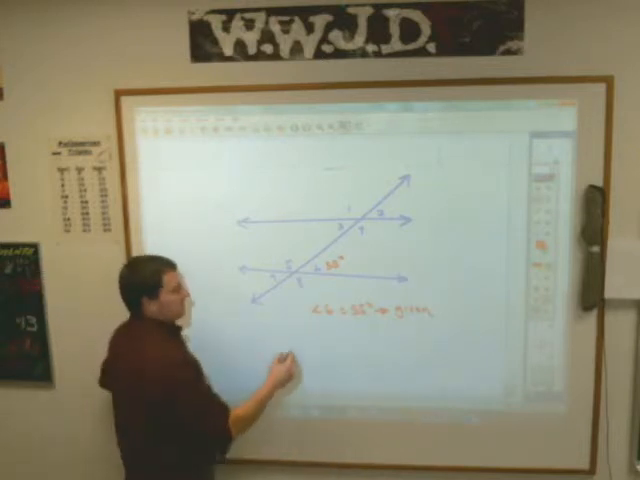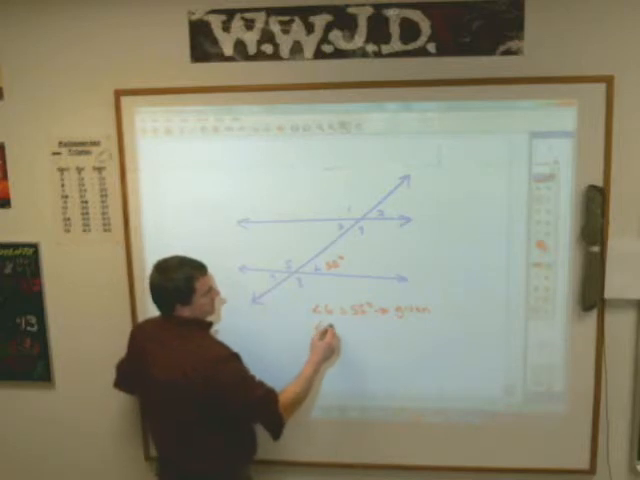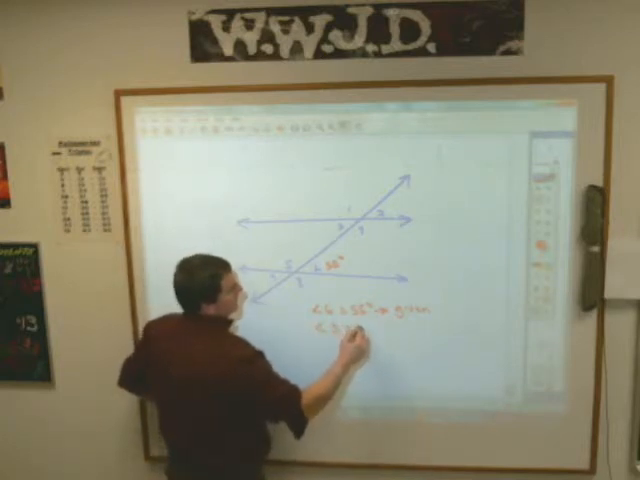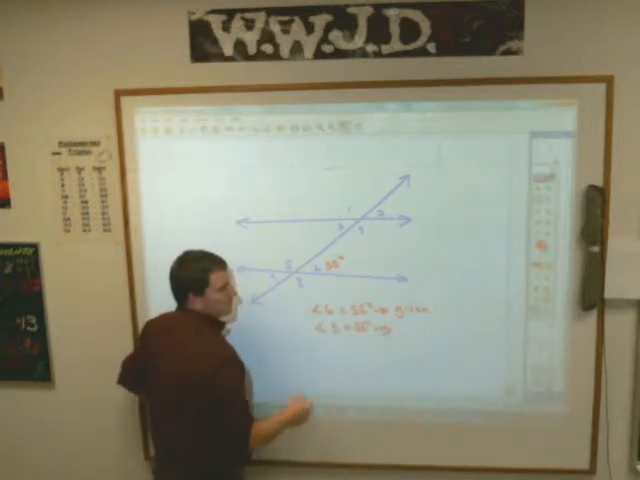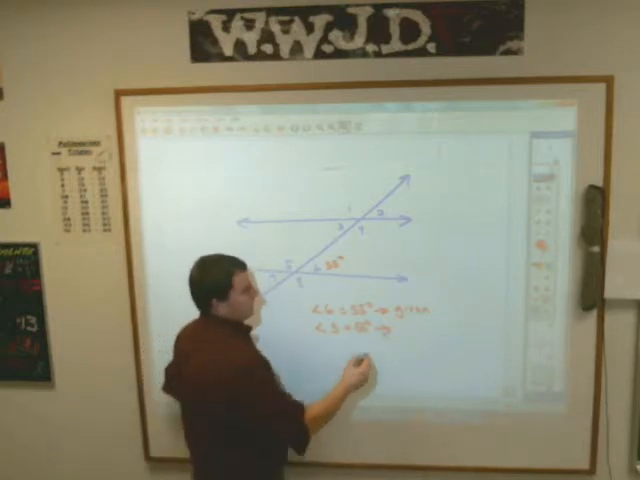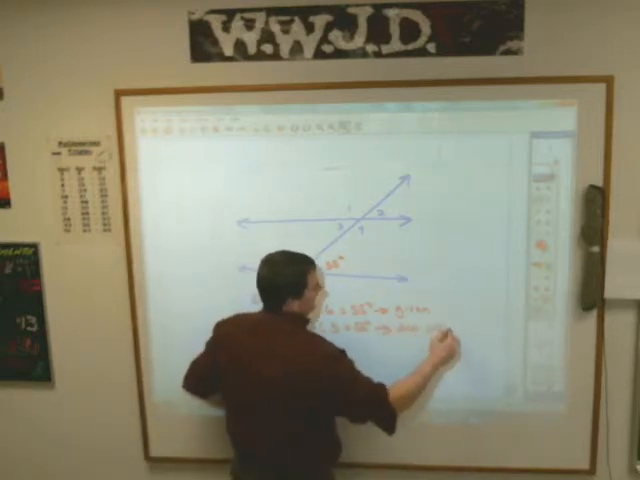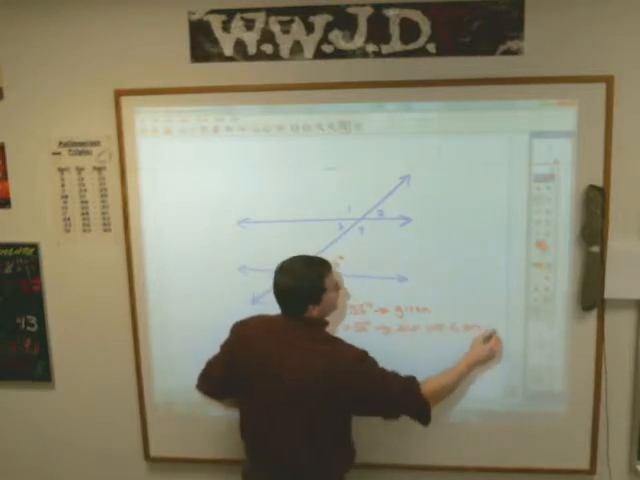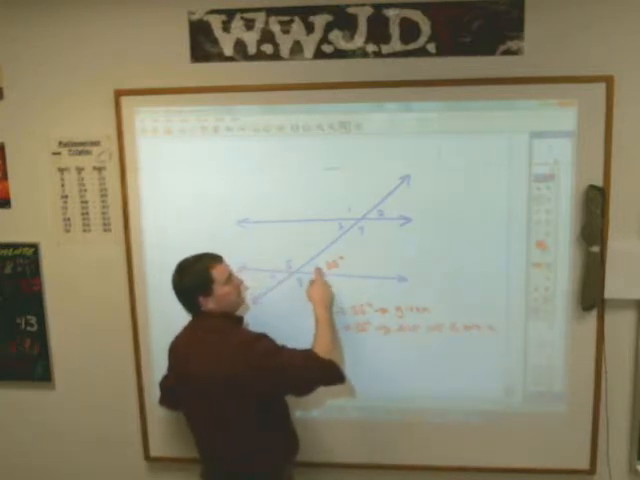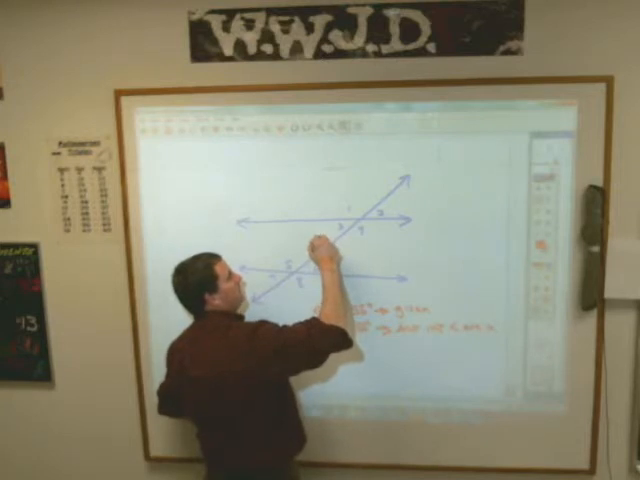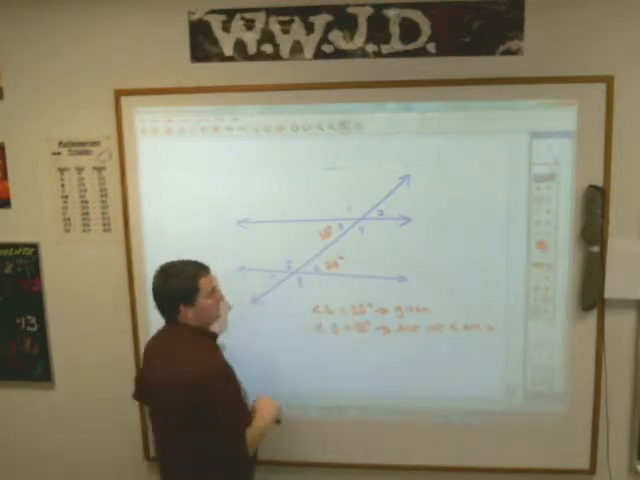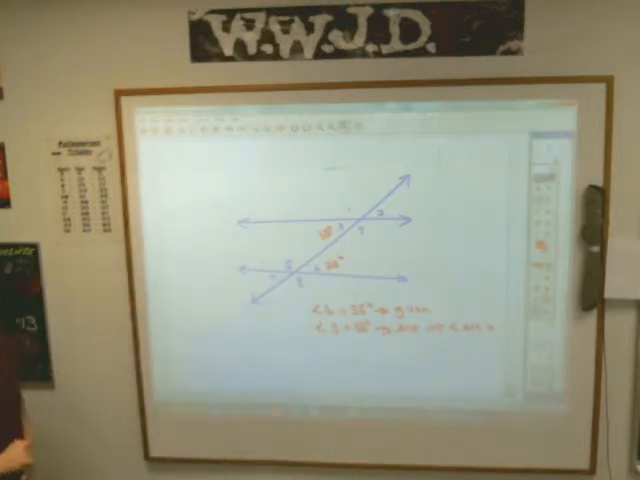Sam says 3 is 55 degrees. Angle 3 is 55 degrees. Sam, why? Because it's an alternate interior angle. Exactly. Alternate interior angles are equal. This one and its alternate interior angle is 55 degrees.